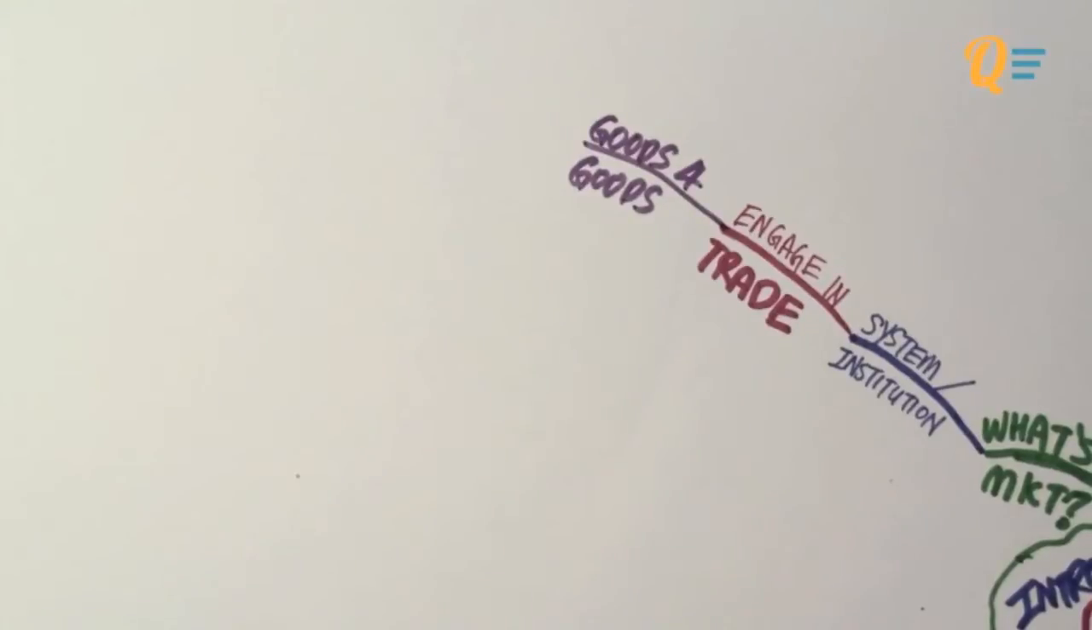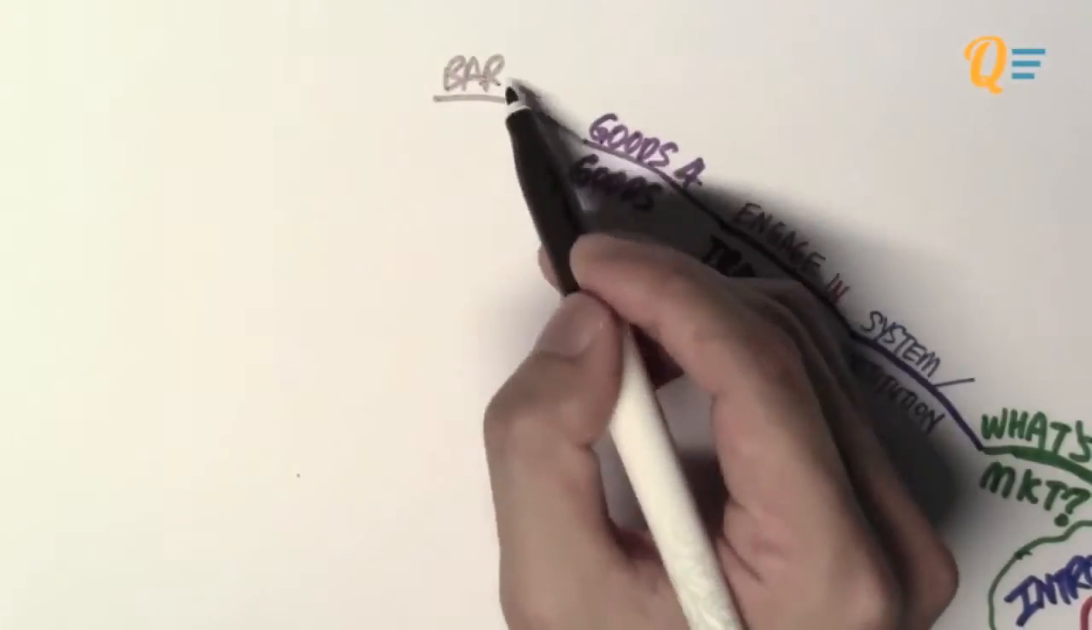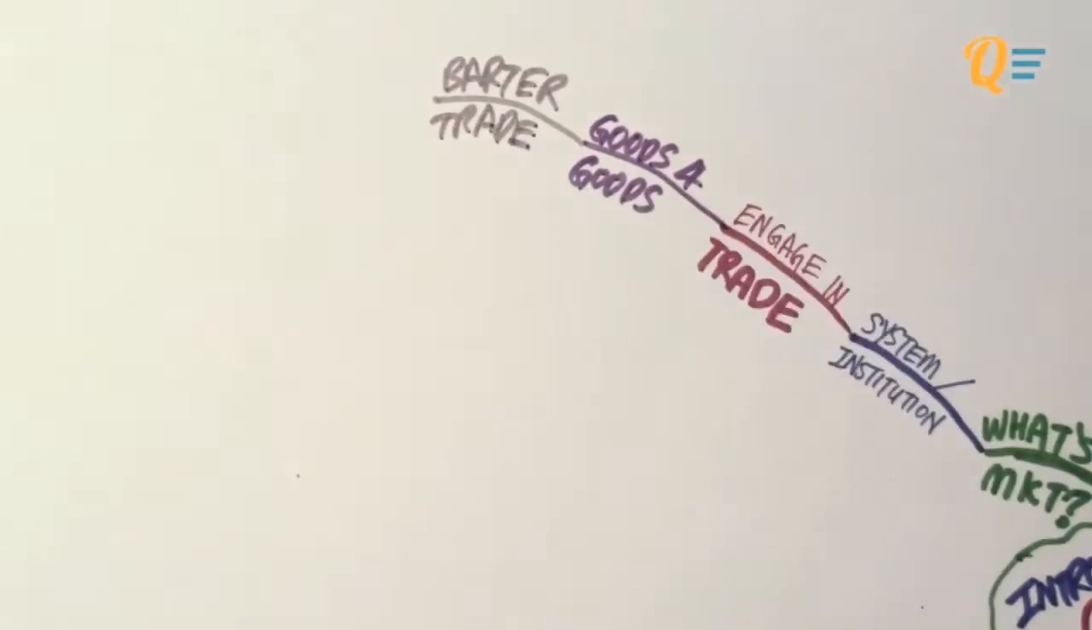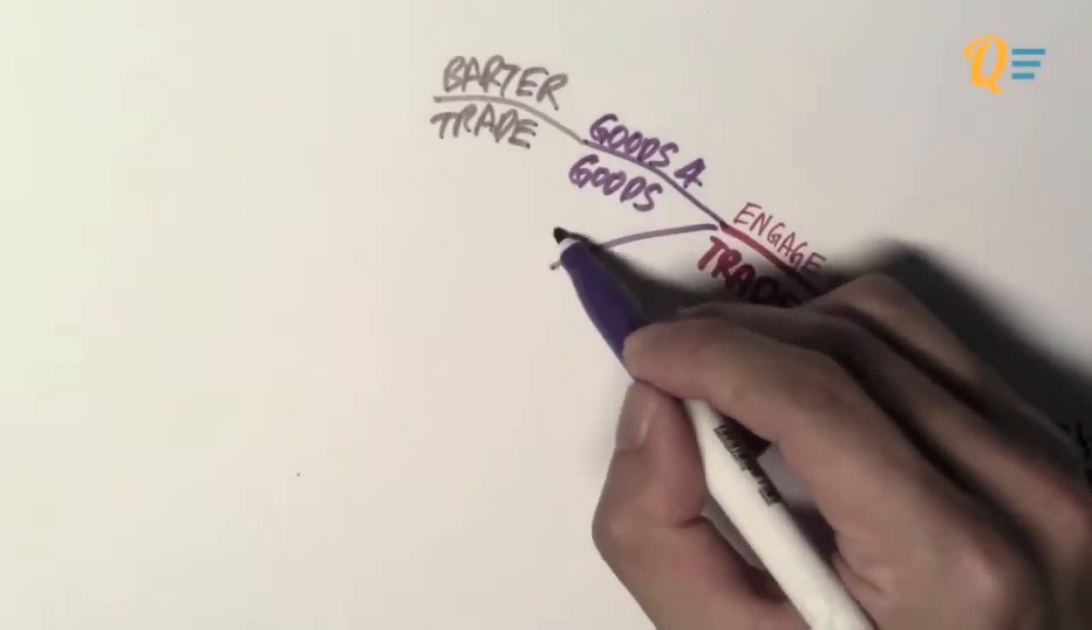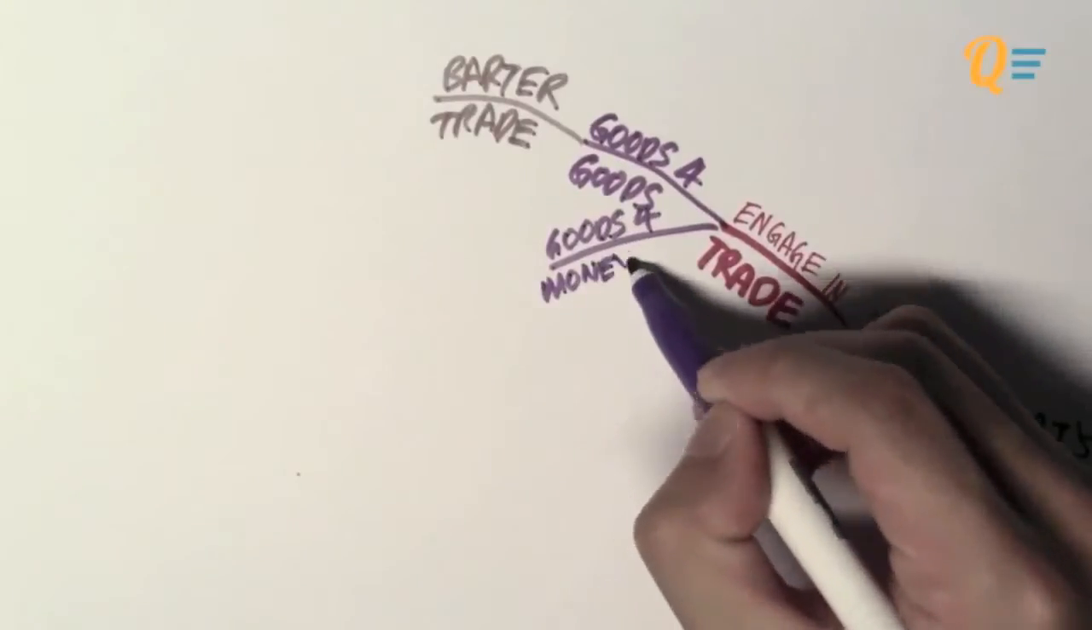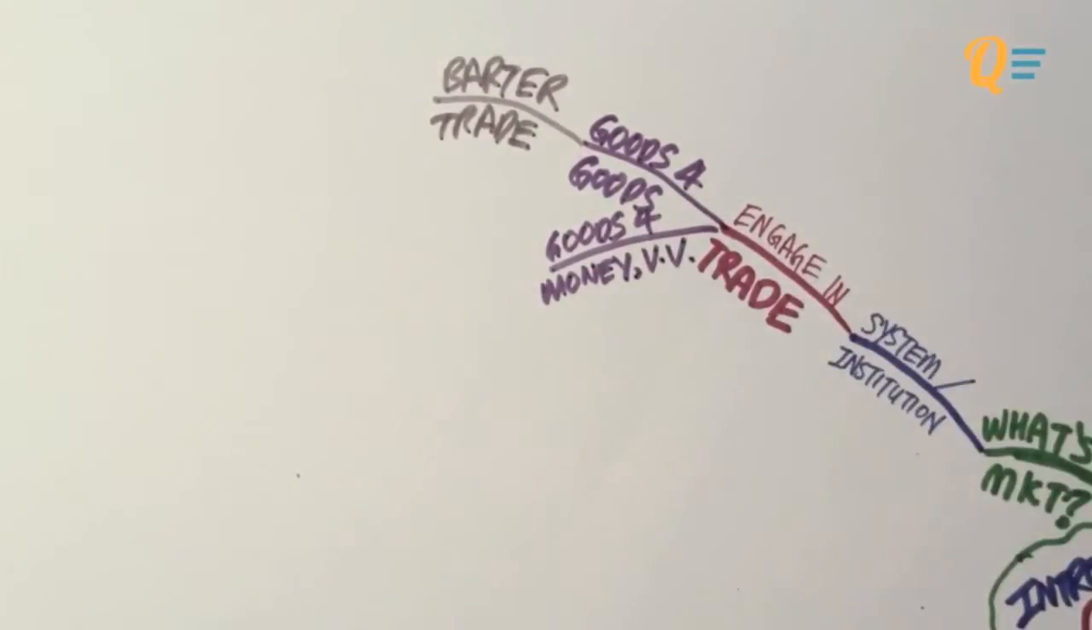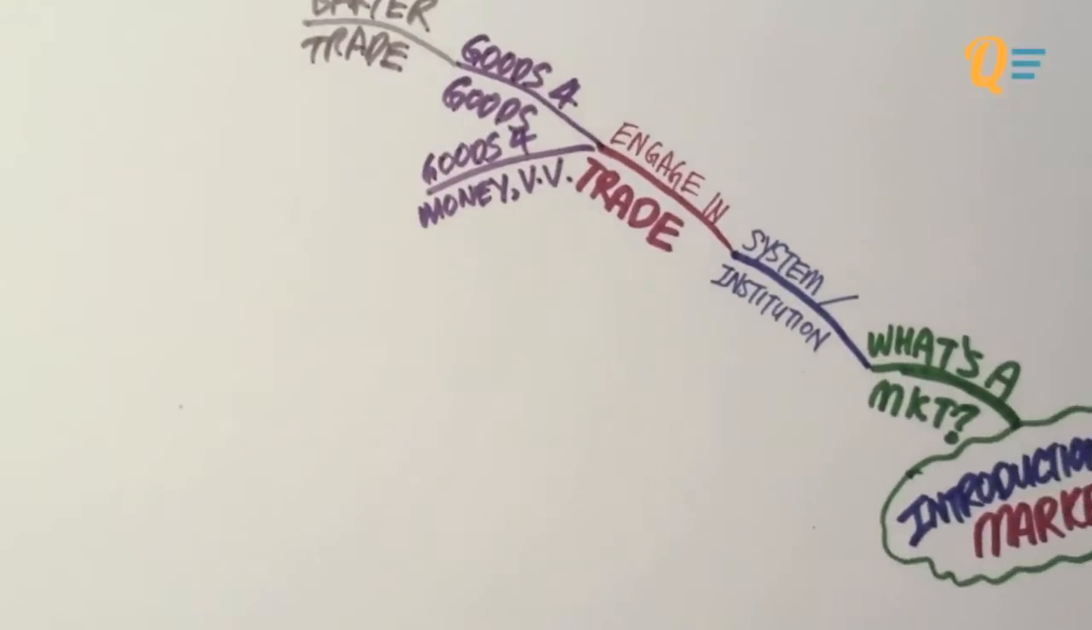They're either going to trade goods for goods, and this is known as barter trade. I think some of you might have heard this term already. That's a more traditional way, right? They can also trade goods for money, and vice versa. That's the more modern way of doing things.